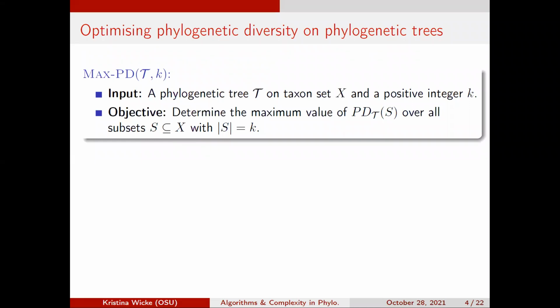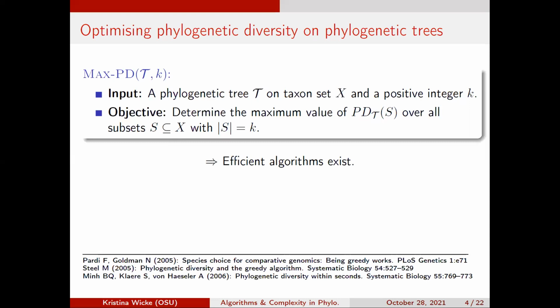And on trees, this is easy to do. Basically, a greedy algorithm works. So what we do is we start with one leaf that is furthest away from the root, and then sequentially we add more leaves, and in each step maximize the incremental increase in PD. And this was independently shown by Pardi and Goldman and Steel.